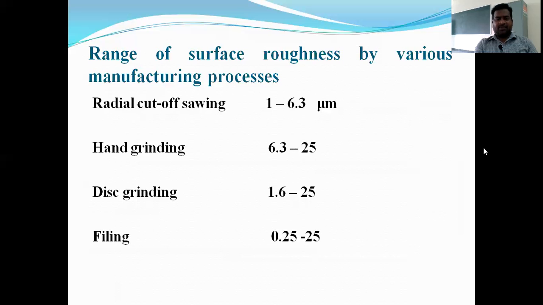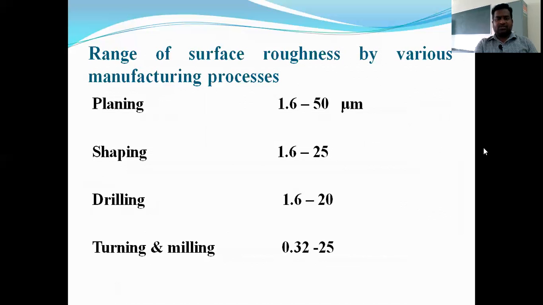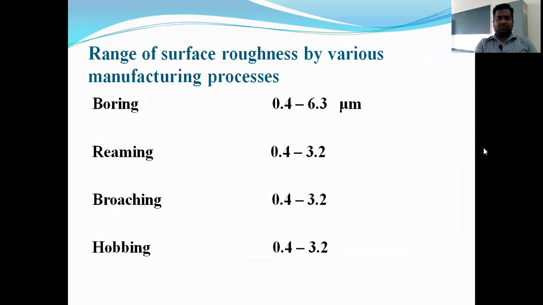Disc grinding and filing, right? So 1.6 to 25, 0.25 to 25. So these are some of the values: planing, shaping, drilling, turning, and milling. And while doing these operations, we are getting this surface roughness value, and based on our final product and based on our assembly, we have to reduce these surface roughness values: boring, reaming, broaching, and hobbing.